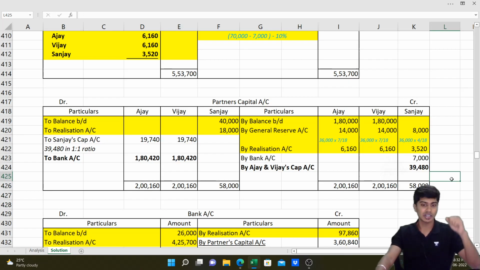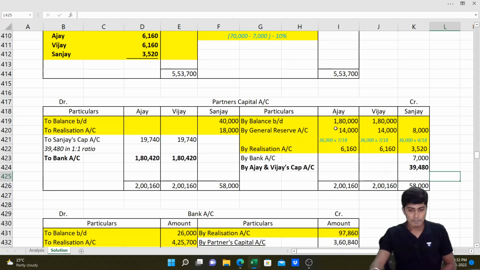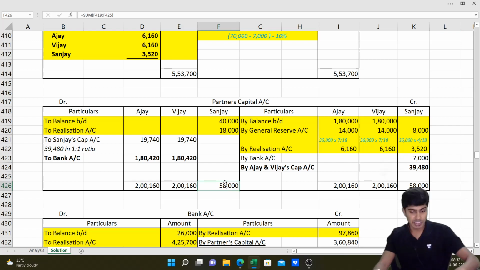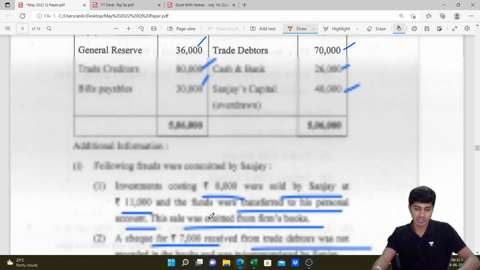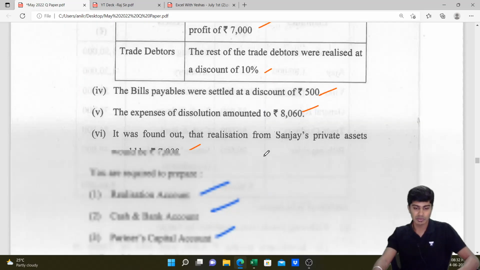Now, we'll see the balances. Sanjay has 8,000 plus 3,520 in his account, but he has to pay 40 plus 18, 58. On the credit side, the debit side total is more, so there is a negative balance in his account. Sanjay has to bring in money, but he can bring in only 7,000, by sale of his private assets. That is what was told in the question. The balance has to be shared by other partners in their capital ratio.